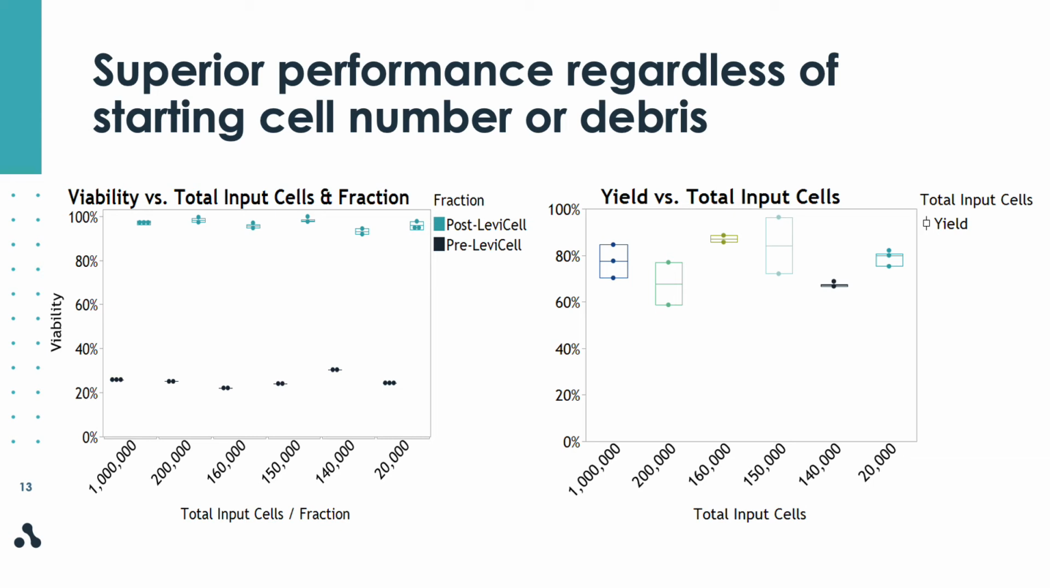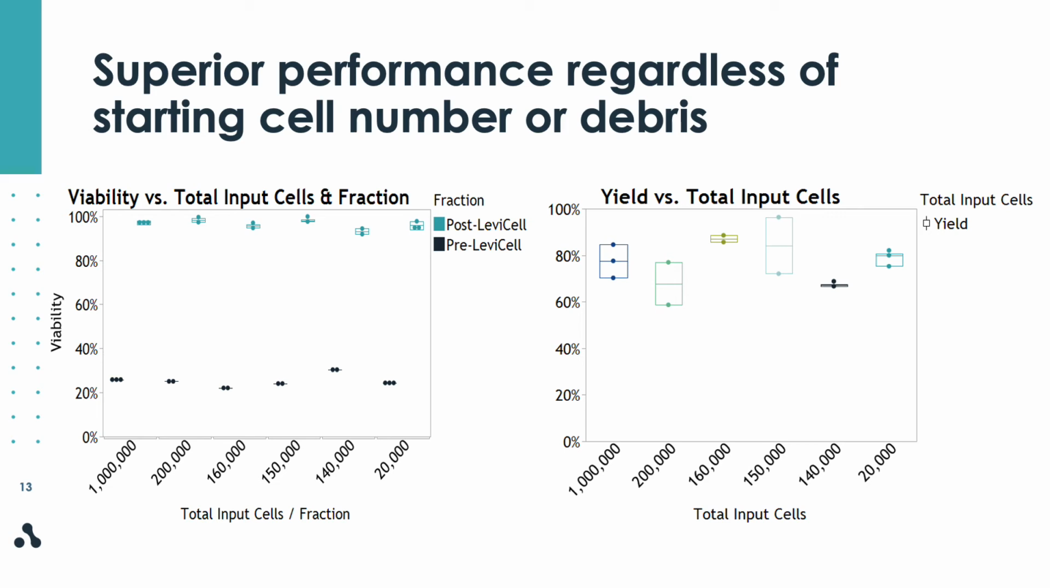What's beautiful about this image is that it demonstrates that regardless of the starting cell number, whether it's very low, 20,000, or very high, over 1 million, the performance and the ability to enrich for viable cells does not change. When we look at the yield, it also hovers right around 80%. Most of the yield issues you see here have more to do with counting. We are simply very ill-equipped to do very accurate viable cell counts.